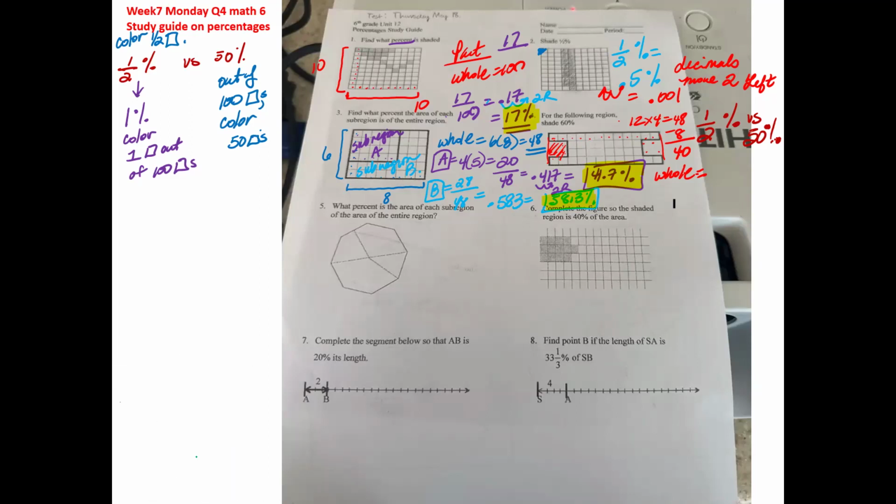What percent is the area of each subregion of the area of the entire region? Okay. What shape is this? The hexagon? How many sides are there? Let's start with that. N equals the number of sides. How many sides are there? It's not a hexagon. It's 8. So what shape is that called? Octagon. Okay. So then how many triangles can we make in here?